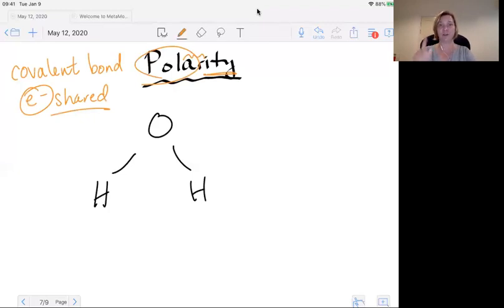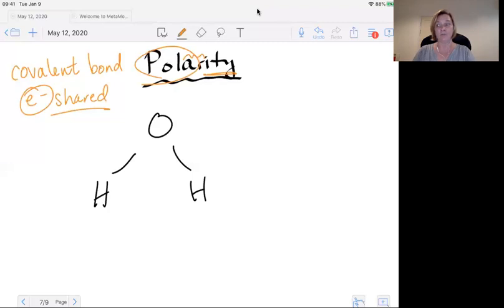And here's where polarity comes in. So you might be asking yourself, okay, polarity is having two opposite ends. Well, how can you have opposite ends with a water molecule? Well, for polarity, when it comes to chemistry, it's describing the electrical charge or the distribution of electrical charge.